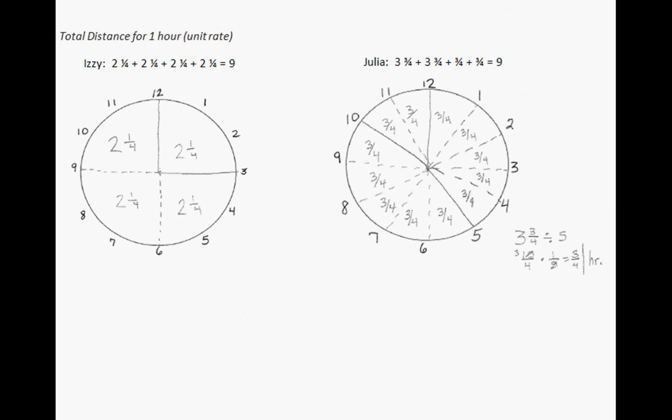So here is a picture. If we do 2 1/4 all the way around, then that equals 9. If we break it up into 5 minutes, then 3/4 all the way around here would be 9 also.